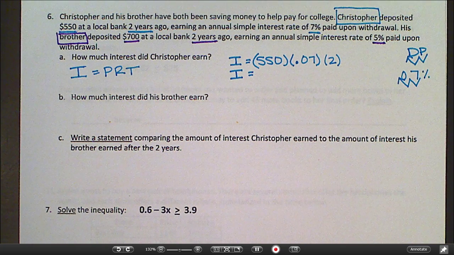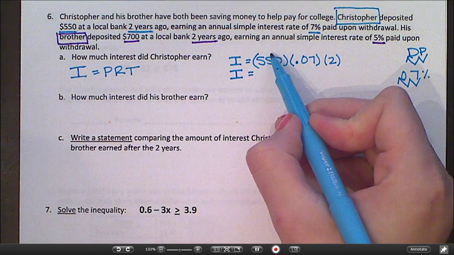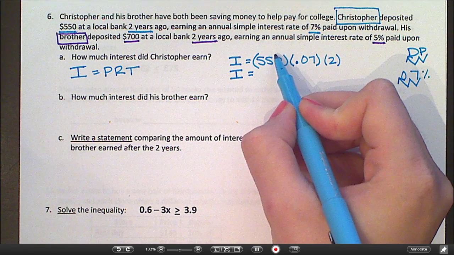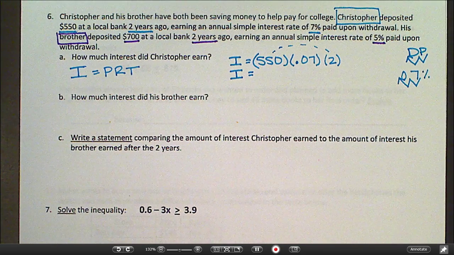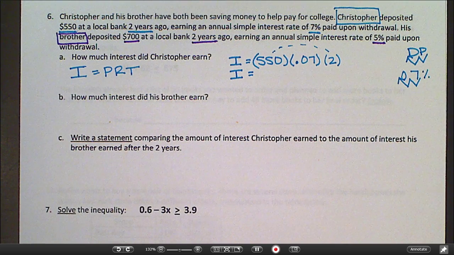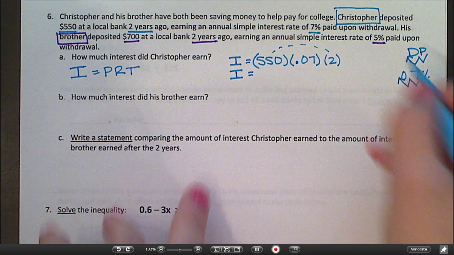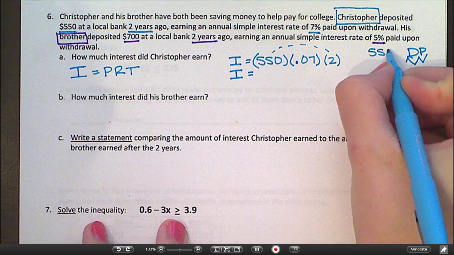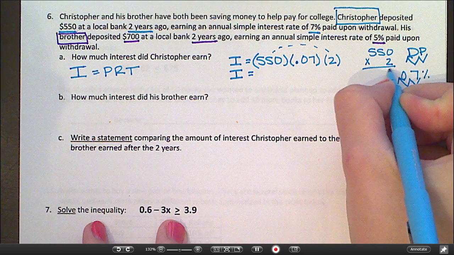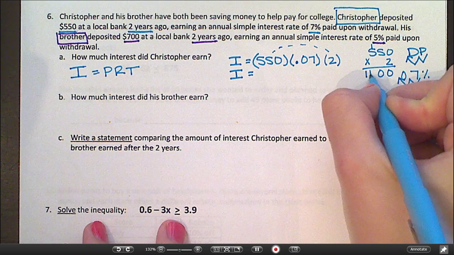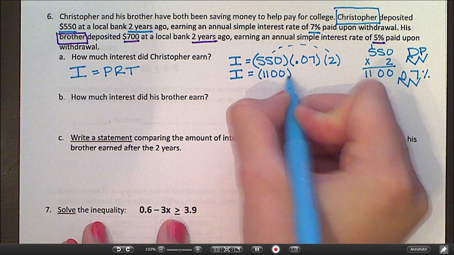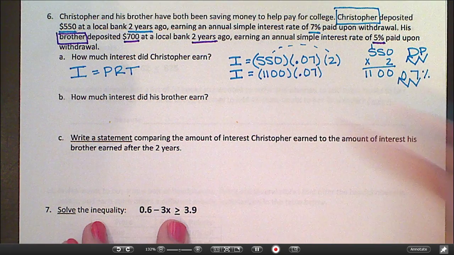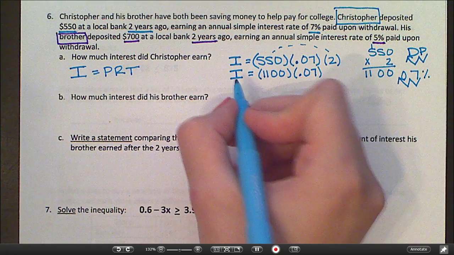So I'm going to start doing one step at a time. I'd like for you to go ahead and multiply 550 times 2. Since all I'm doing is multiplying, it's okay if I multiply these two first and then only have to multiply by a decimal once. That's just a little shortcut. So go ahead and multiply 550 times 2. I'll do that quietly here. Okay, and I get 1100. So I have 1100 times 7/100. Please go ahead and multiply that as well.